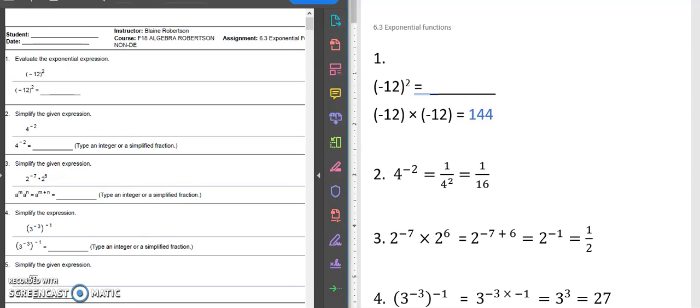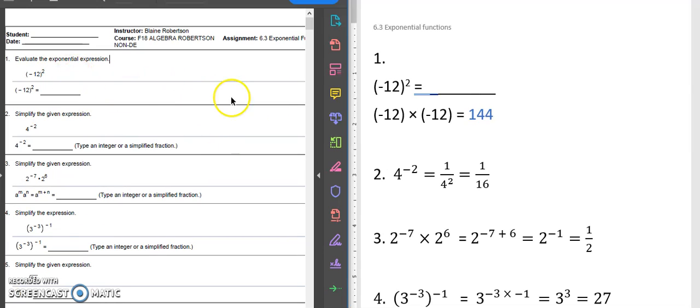All right, hello everybody. This is lesson 6.3 on exponential functions, and this is just a tutorial to go along with some of the problems that you guys have. So we're going to get right into it. Starting with number 1, you see the directions say evaluate the exponential expression.